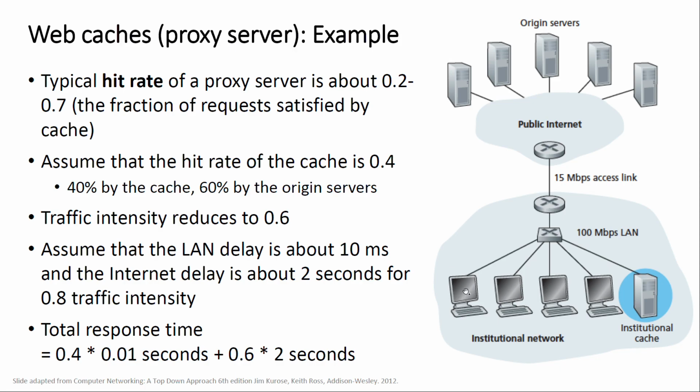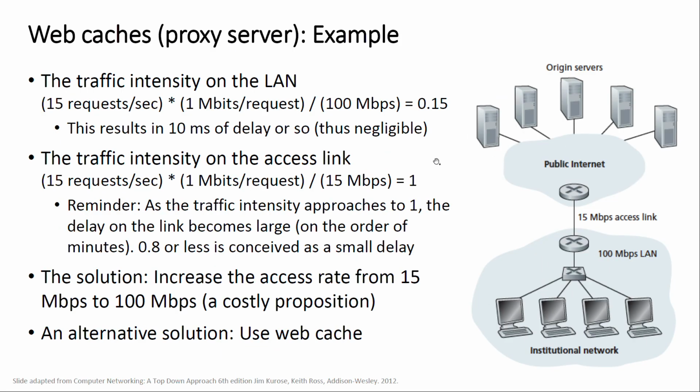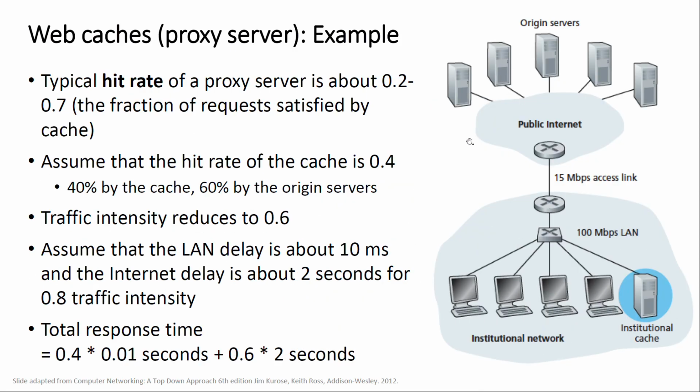This means that whenever a client requests something, 4 out of 10 times it is found at the cache, and 6 out of 10 times it is at the origin server, which is not cached here. So let's assume these are the numbers in our example. The traffic intensity in this case reduces to 0.6, because in the previous slide, remember that it was 1 here. But now since only 60% of the data is sent to origin servers, our traffic intensity reduces to 0.6.